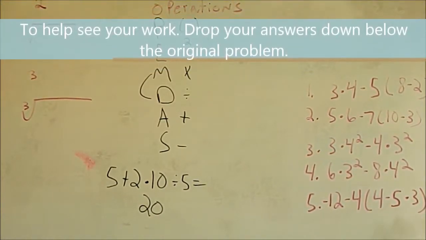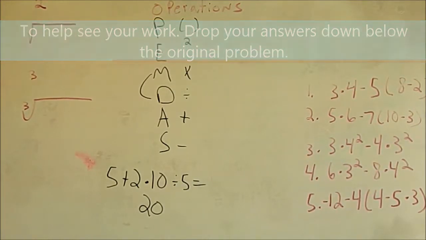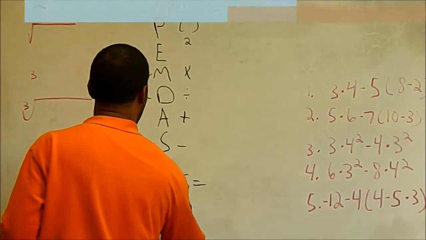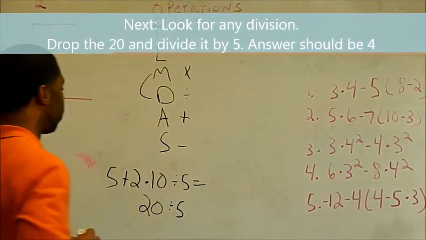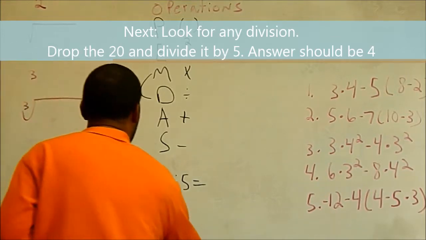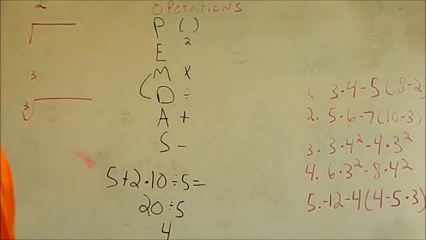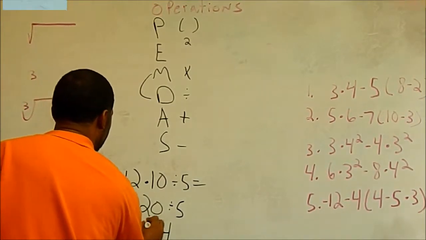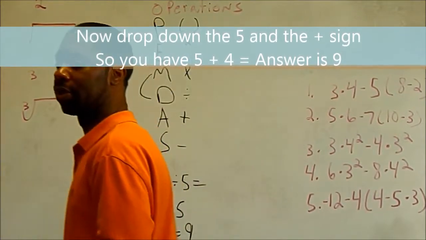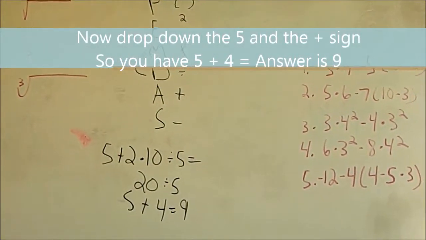Once I get that 20, what do you think I do next? You drop down your 5 plus and then divide by 5. I divide by 5, and what's that? 4. So I can bring down my 4. Now what else do I do? Bring down my 5, and what else? The plus. 5 plus 4 is what? 9. That's my answer. Make sense?